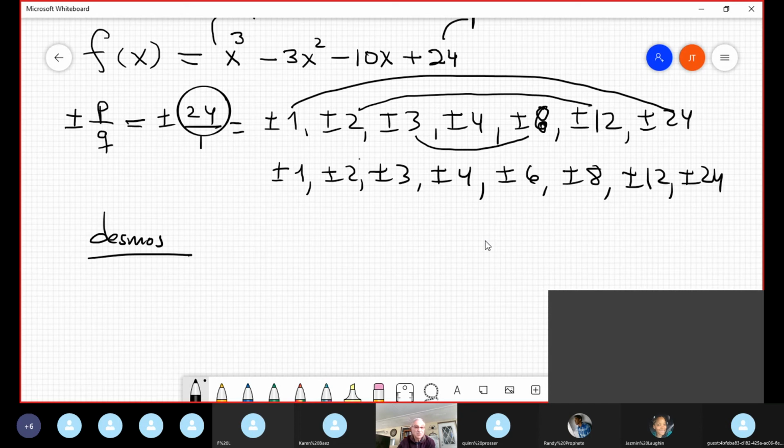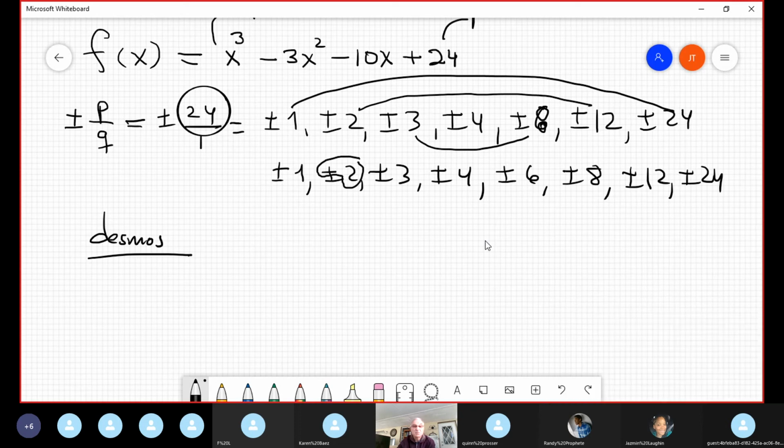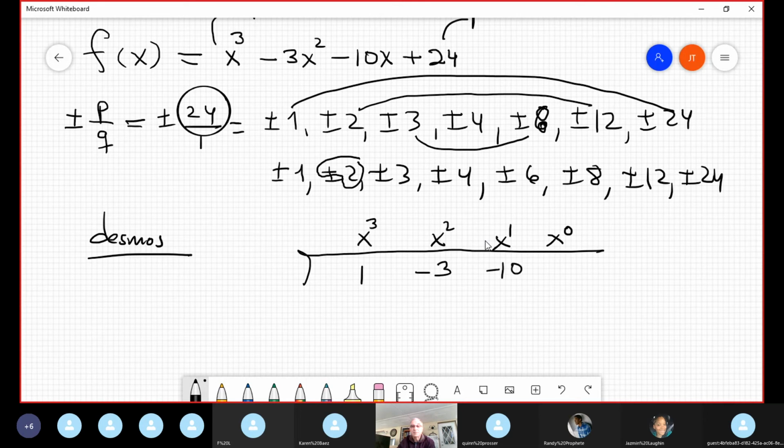2 positive, no? Okay. This is the format for the synthetic division. x to the 0, x to the 1, x to the second, x to the third. The coefficients are 1, minus 3, minus 10, and 24. Yeah, I try 2 here.